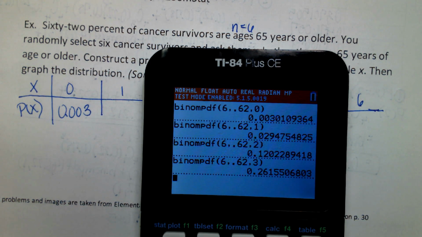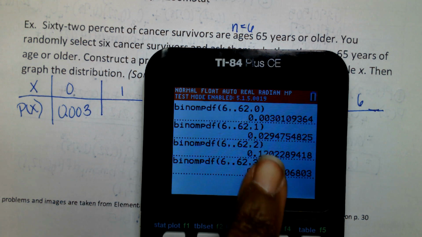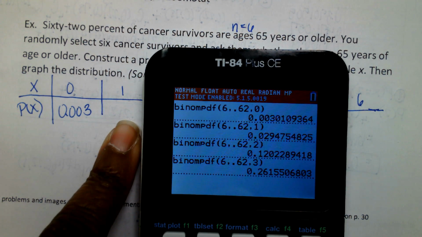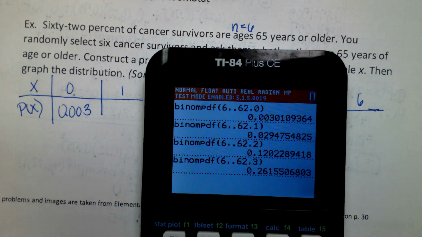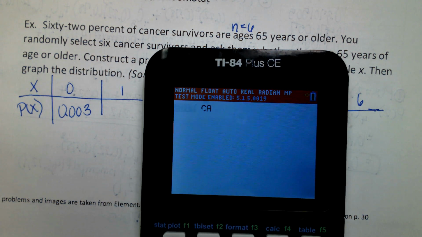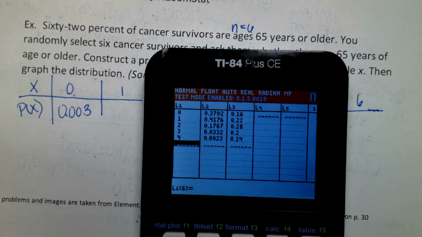I'm going to go to the list and do this for those of you who like to do the list. So that second one's 0.02, 0.0294 and so forth. I'm going to go to the list. Stat, edit. This is for my people who like to do the list.